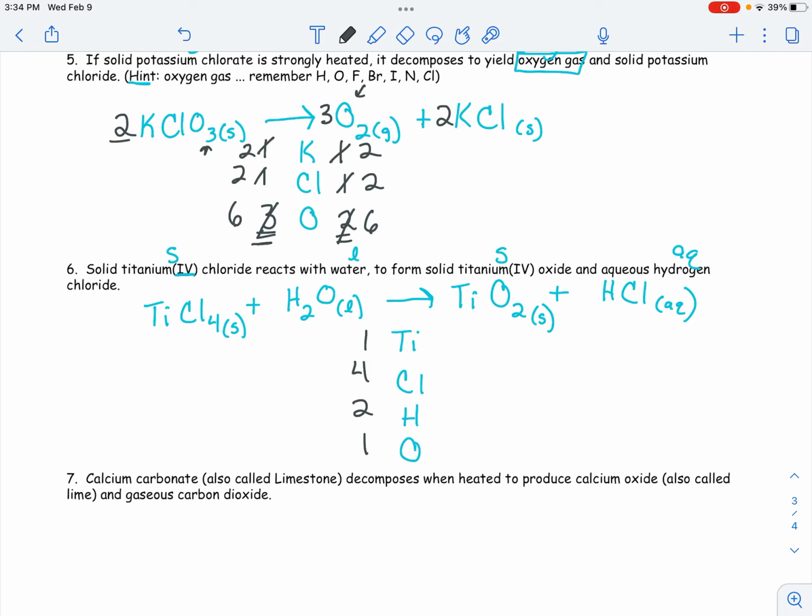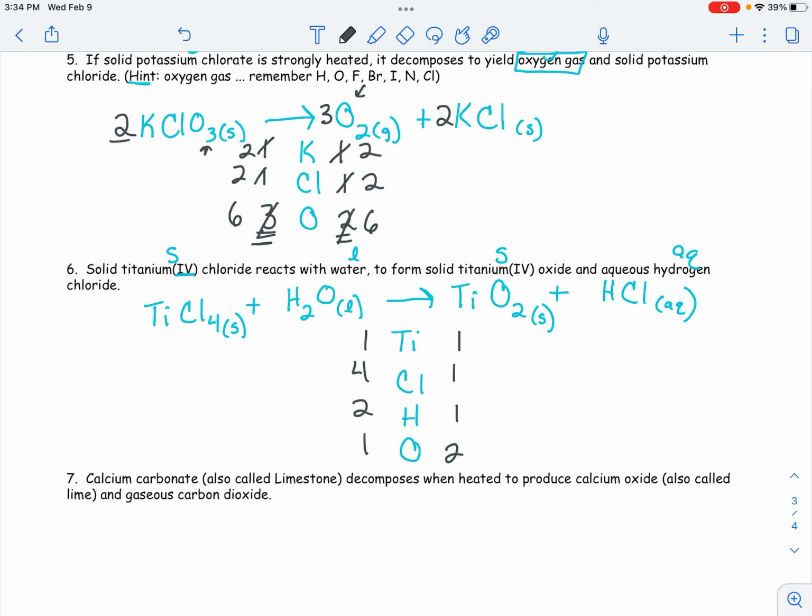On my product side, I have 1 titanium, 2 oxygen, 1 hydrogen, and 1 chlorine. When I'm looking at this, the only thing that's balanced is titanium. So I can really pick up wherever I want. I can balance whatever I want.